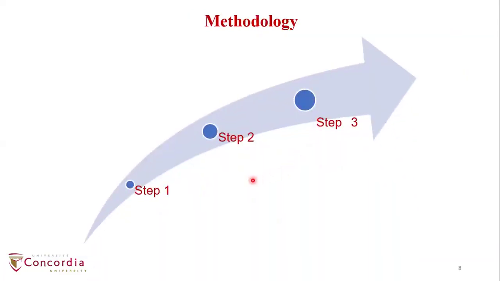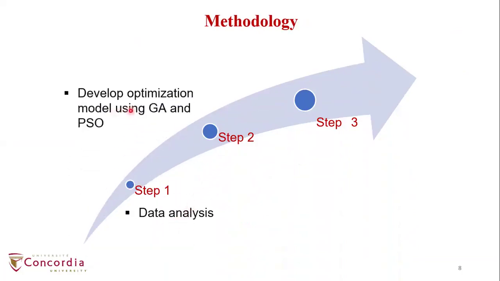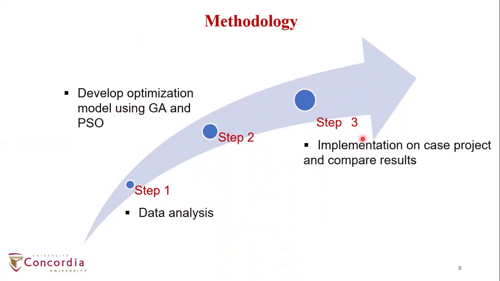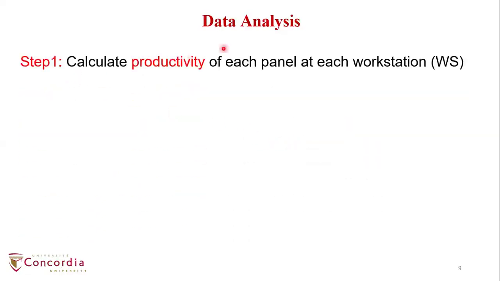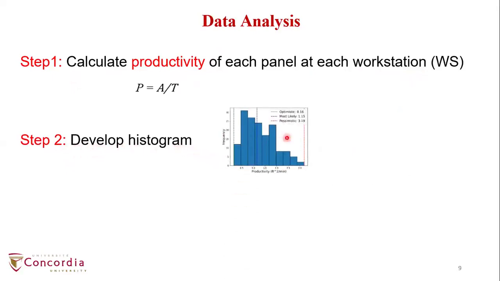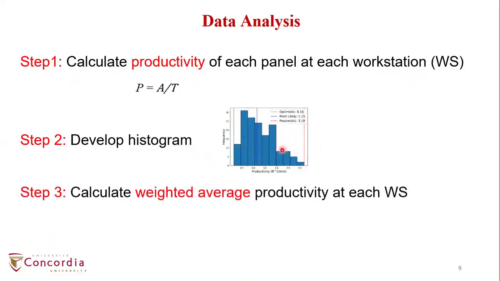Methodology. The methodology involves mainly three steps. Step one is data analysis, step two is developing the optimization model, and step three is the case study. Data analysis. The first step of the data analysis is to determine the productivity of each panel at each workstation using historical data. The second step is to develop a histogram to identify the optimistic, most likely, and pessimistic productivity at each workstation. And the third step is to calculate the weighted average productivity at each workstation using this formula.